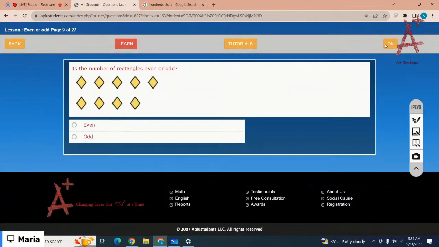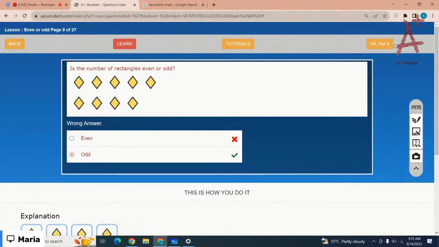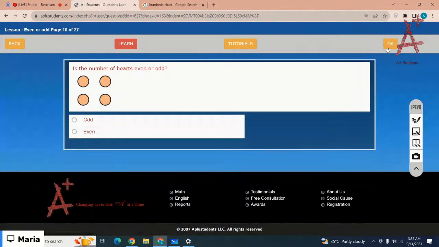Is the number of rectangles even or odd? So which is the correct option? This is even, right? When you make pairs, you're still left with one diamond, so they are the even number. Sorry, odd numbers it is. Odd number it is. Okay.